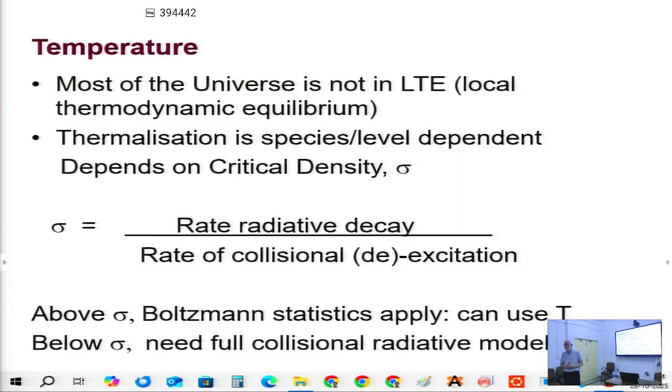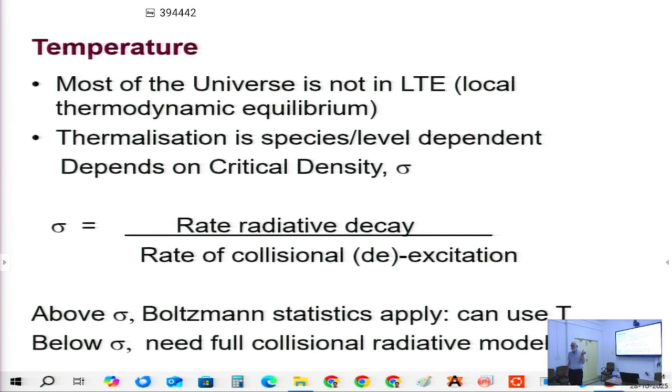And there's something in astronomy called the critical density, which tells you whether a temperature is valid. So it's normally denoted sigma. Unfortunately, an awful lot of other things are denoted sigma, but this is denoted sigma. And it's the ratio of the rate of radiative decay, so the probability of emitting a photon, compared to the rate of collisional excitation. And when it's above 1, the critical value is 1. If you're less than 1, you need a full collisional radiative model. If you're more than 1, you could use temperature, you could use Boltzmann statistics. Life is much easier.